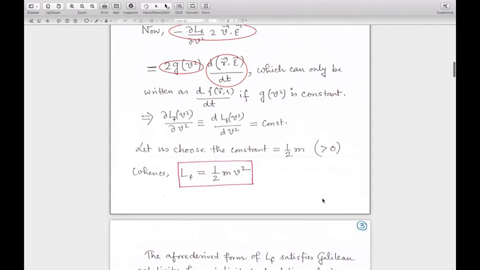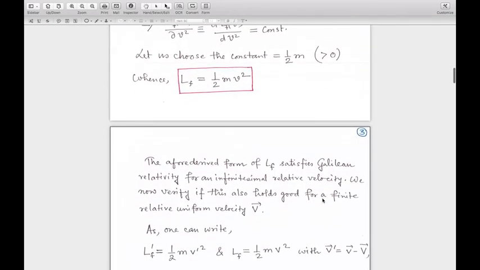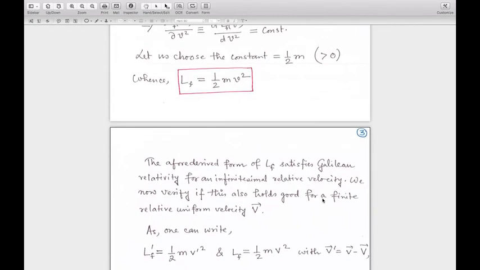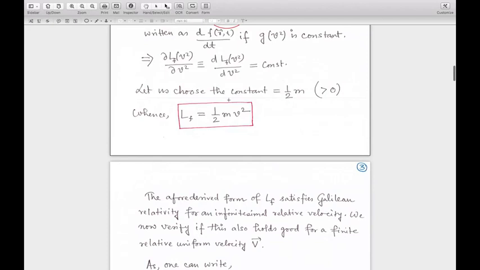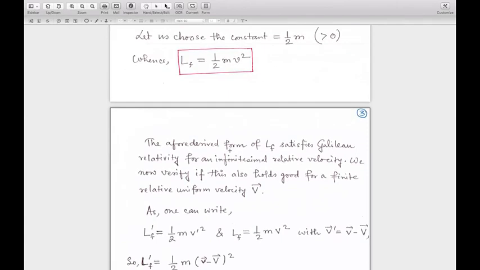Why am I coming to that point? Now, if someone using previous knowledge of kinetic energy from Newtonian mechanics relates this to the kinetic energy, they can easily see that this constant is half times the usual mass of the particle. So the aforesaid form of L_F satisfies Galilean relativity for an infinitesimal relative velocity epsilon.